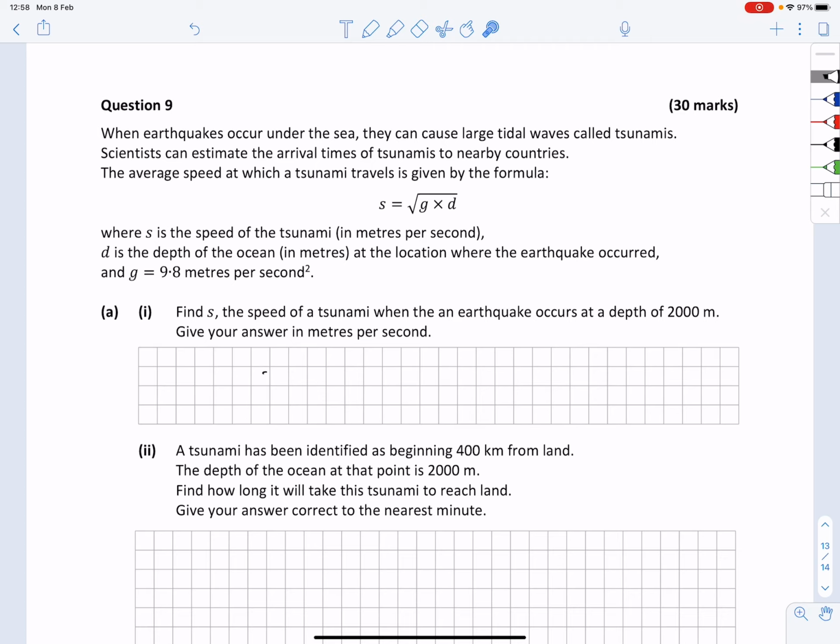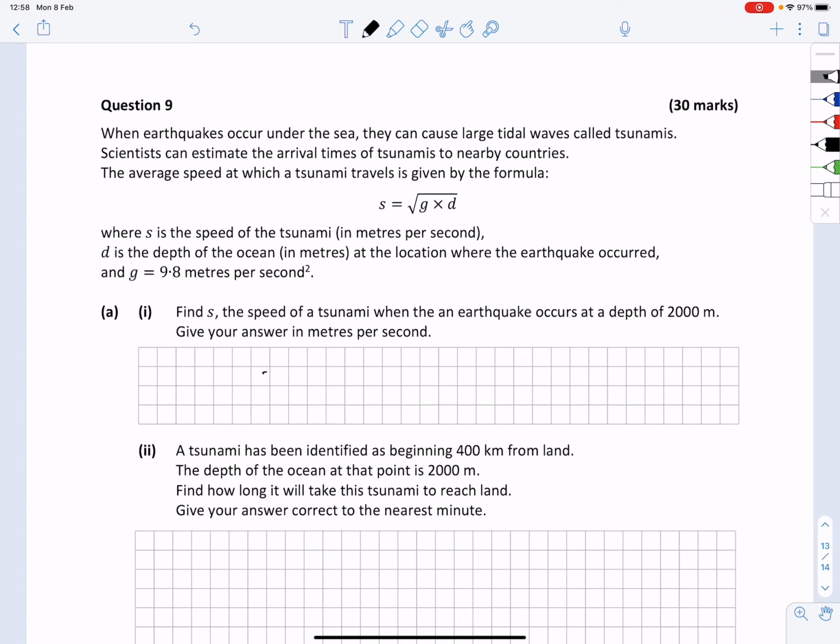So when an earthquake occurs under the sea, it can cause large tidal waves called tsunamis. Scientists can estimate the arrival times to nearby countries for those tsunamis. The average speed at which a tsunami travels is given by the formula S equals root of G multiplied by D. In this formula, S is speed in meters per second, D is the depth of the ocean in meters, and G is 9.81, the acceleration due to gravity.